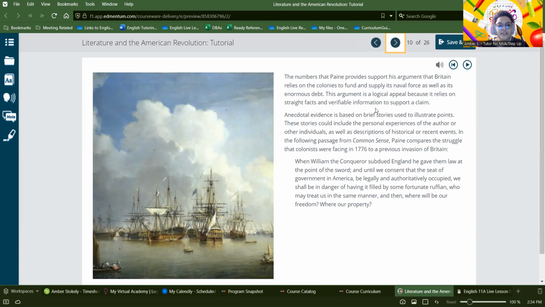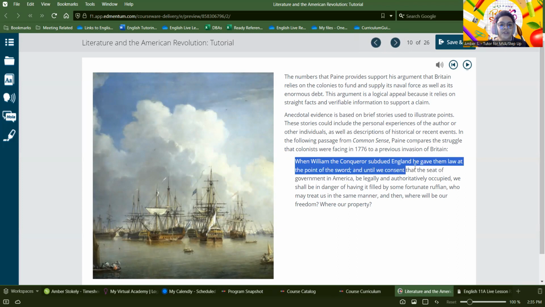They give you this second example here at the bottom, and this is also from Common Sense by Thomas Paine. In this excerpt, he talks about how the struggles that the colonists are going through in 1776 compare to a previous invasion of Britain. We all know Britain has conquered a lot of different lands and people. So he's comparing the struggle that the colonists are going through to one of those other things, specifically William the Conqueror subduing England.